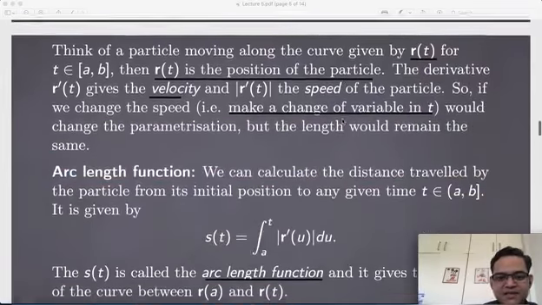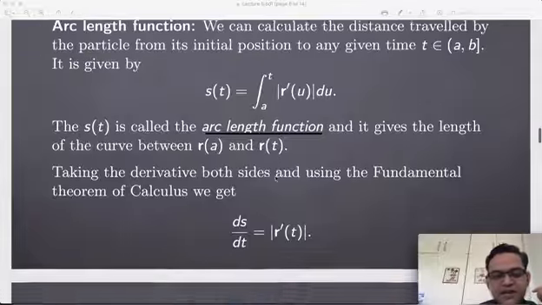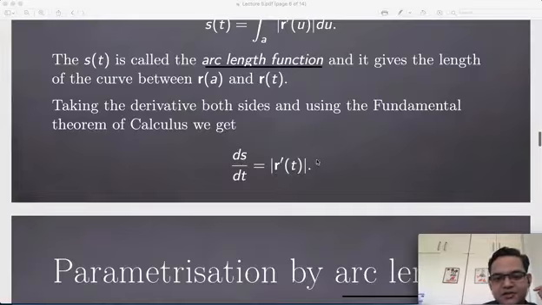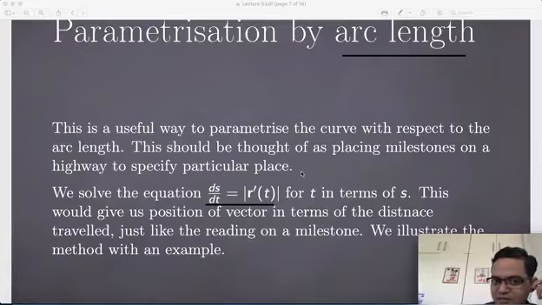Then we defined this arc length function, which basically tells you how to compute the length of a given curve between two points, the initial point and a given point. We also saw that if I take the derivative, I am going to get just the modulus of r prime t. And then we understood this idea of parameterizing a curve by its arc length.